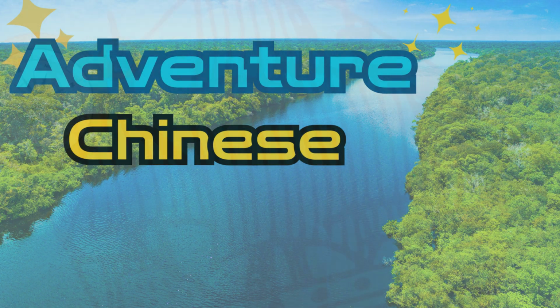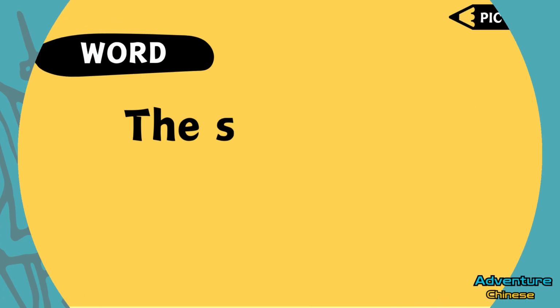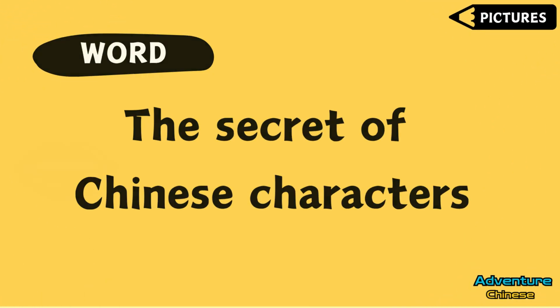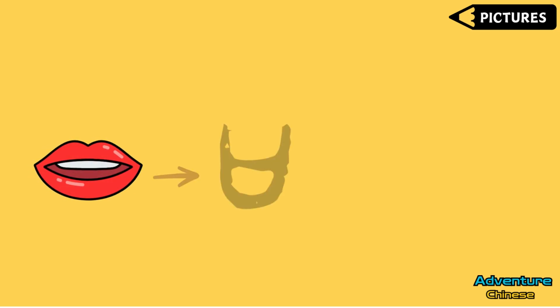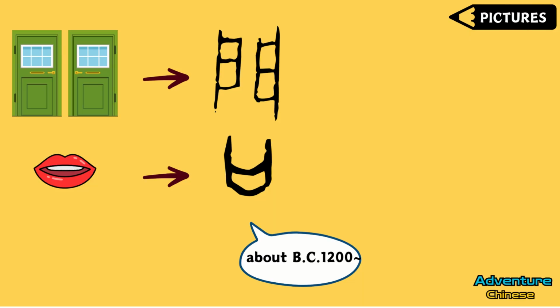When we start to learn Chinese, there are two useful tools, words and tones. First, let's uncover the secrets of Chinese characters. Long ago, when people saw a mouth, they created a symbol to represent it. This character is over 3,000 years old. When they saw a door, they also made a symbol to represent it.